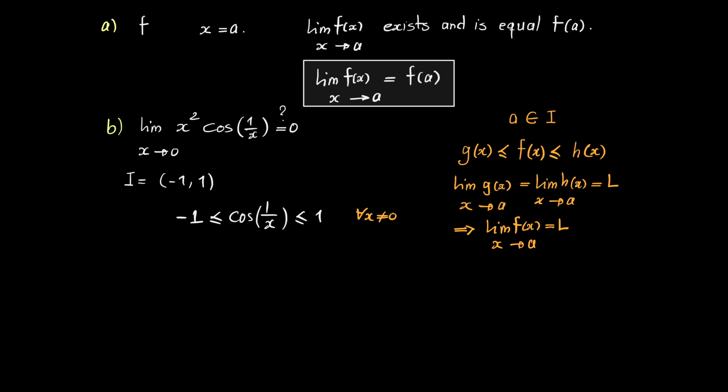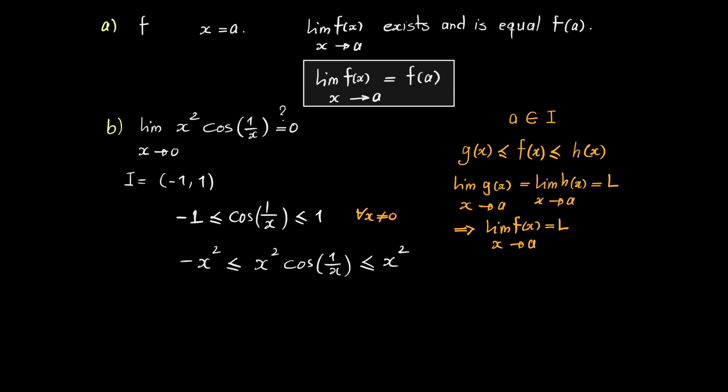Then x squared is a non-negative number, so I multiply all sides of this inequality by x squared without being worried about changing the direction of the inequalities, because x squared is non-negative. So I multiply everything by x squared and I will get that.